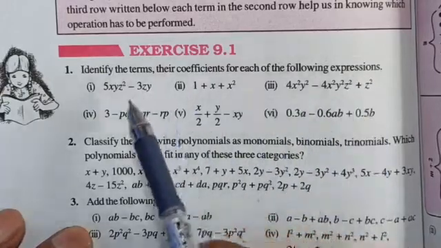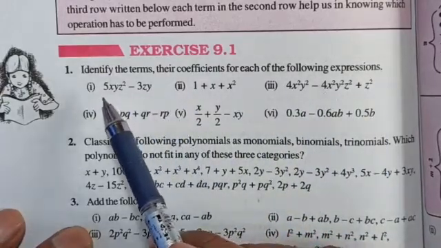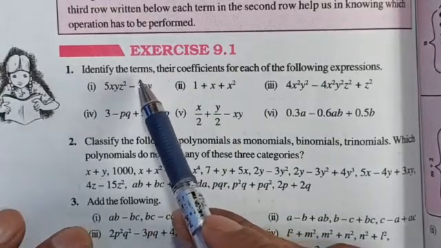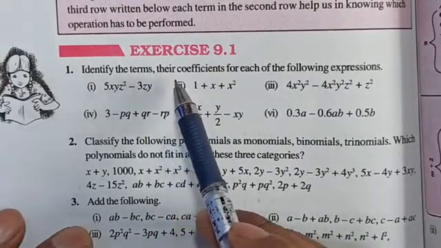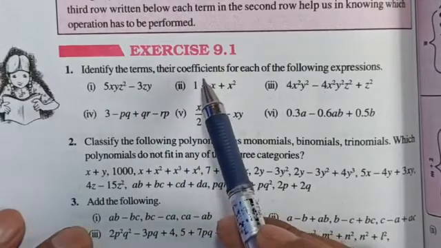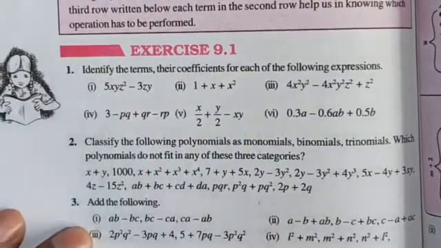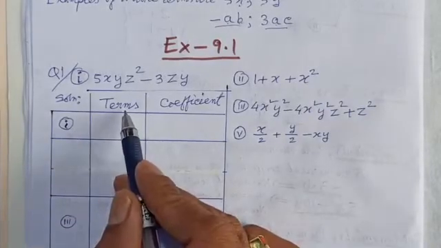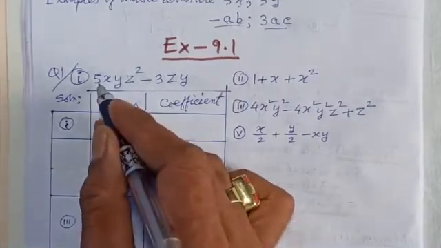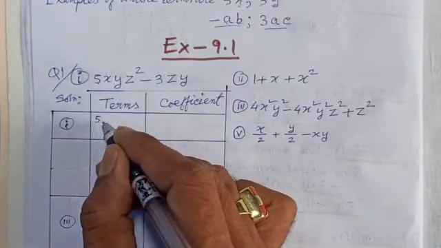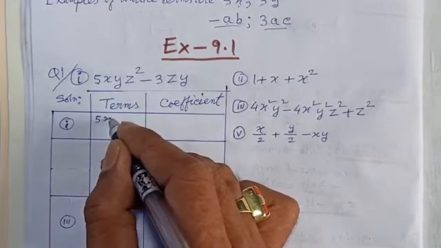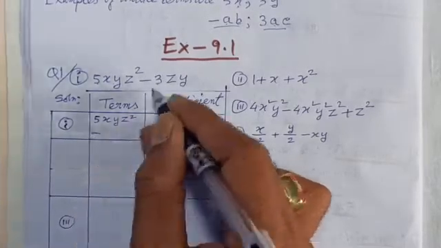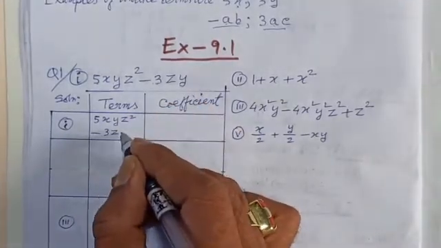In this question, it says that in the following given numbers, we have to identify terms. After that, we have to identify their coefficients. Okay, now let's try Roman number 1. In this Roman number 1, two terms are there. The first one is 5xyz square, and second term is minus 3zy.